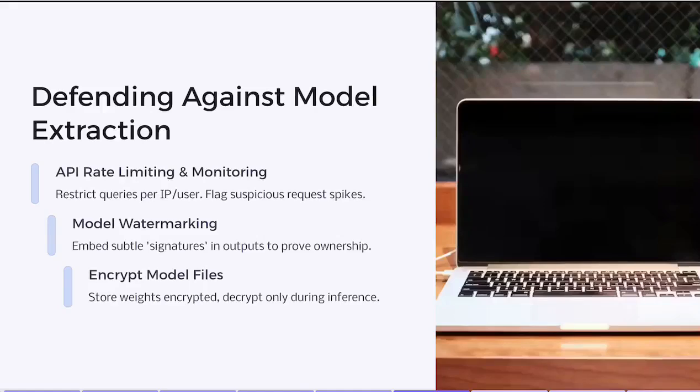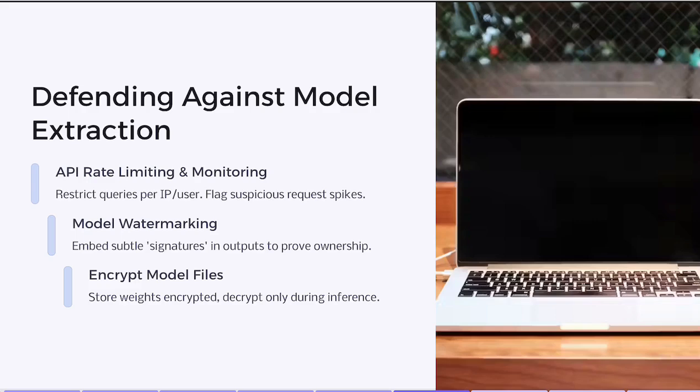Let's now move on to a step-by-step look at defending against model extraction and IP theft. Fortunately, there are proactive steps you can take. Number one is API rate limiting and monitoring. Restrict how many queries a single IP or user can send. Flag suspicious spikes in requests that might indicate a systematic extraction attempt.